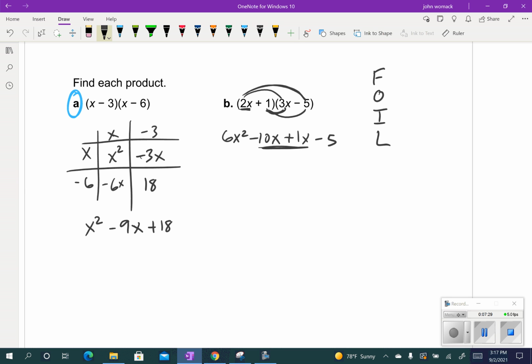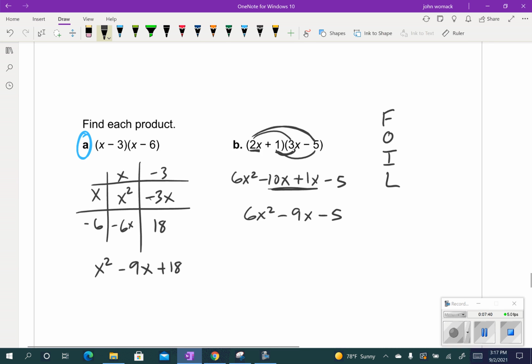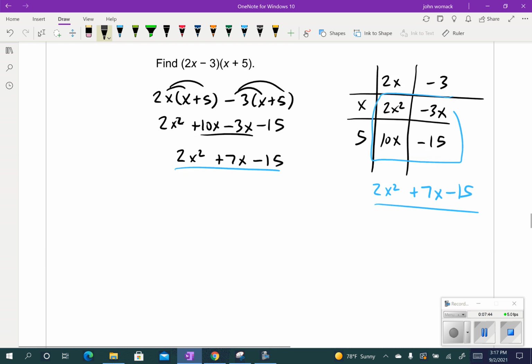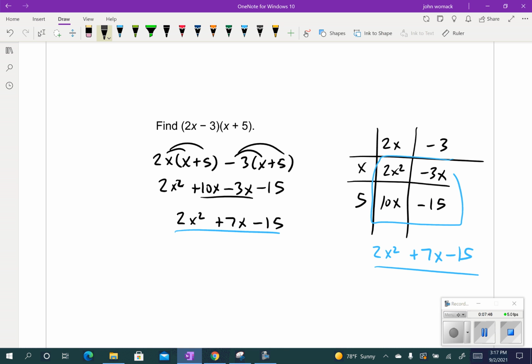Those two are like terms. So 6x squared, minus 10 plus 1 is a minus 9x, and minus 5. We've combined the like terms. This is really, if you can see, really similar to what we did up here. Really all I'm doing is skipping the step where I write it out like that.